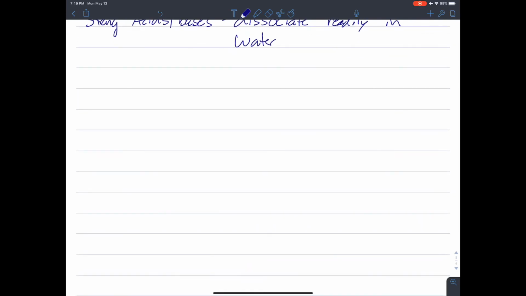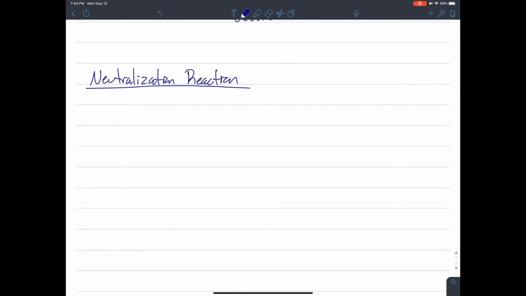The last thing is neutralization reaction. This is another type of reaction that you might see or be asked to identify. A neutralization reaction occurs when you have an acid plus a base creating a salt and water. So what does that mean? What's a salt? A salt's an ionic compound, a neutral ionic compound.